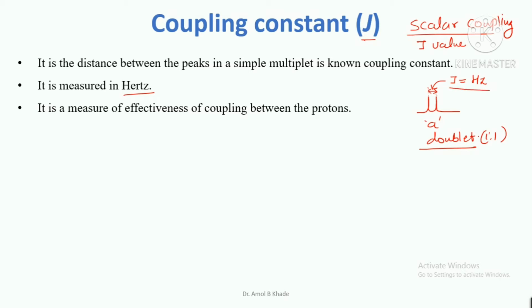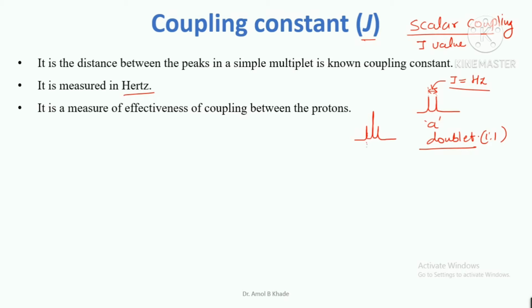And how to calculate the J value? Just measure the distance between the adjacent lines. Now let's say you are getting a triplet. As we have seen per the Pascal triangle, the triplet is 1:2:1. In case of a triplet, how can we measure the coupling constant? It is the distance between the peaks in a multiplet, so this is basically the distance between the adjacent lines.